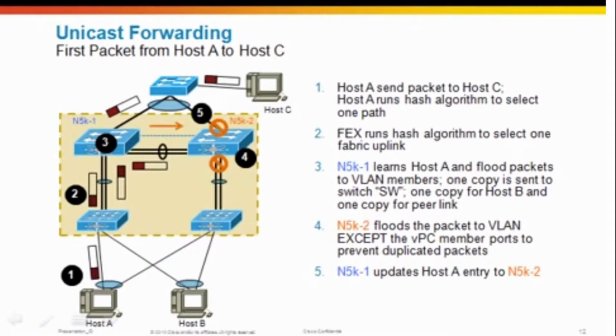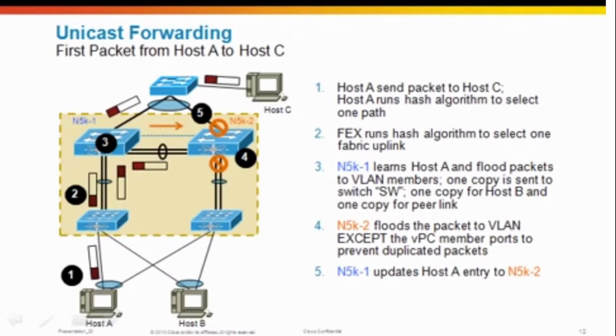The packet is received on the FEX, and then the FEX will run a hash algorithm to select the fabric uplink. Well, here in this example, it has a port channel to the 5K, so it will be either one of the two links. And so the FEX forwards this packet to the 5K1. The 5K1 on the left will now learn host A, and it will flood the packet to the VLAN members where host A is as well.